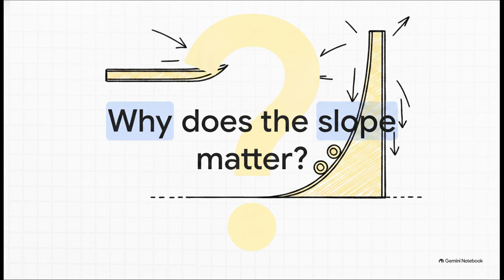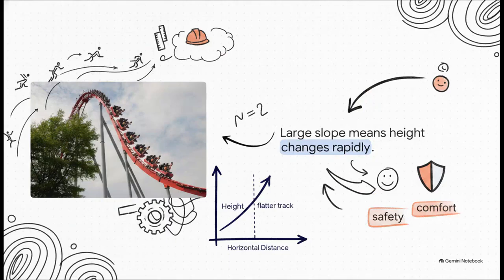Think about a roller coaster. 2 points on a track can be at the exact same height off the ground. But one point might be on a perfectly flat section, while the other is right in the middle of a terrifying vertical drop. Height clearly isn't the whole story here, so why does the slope matter so much? Because the motion feels completely different to the riders, and that is entirely due to the slope.